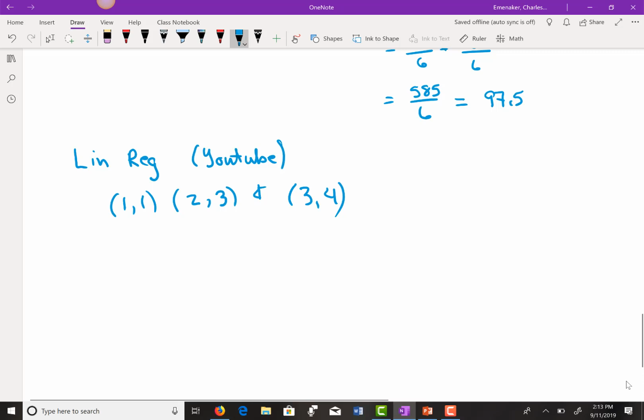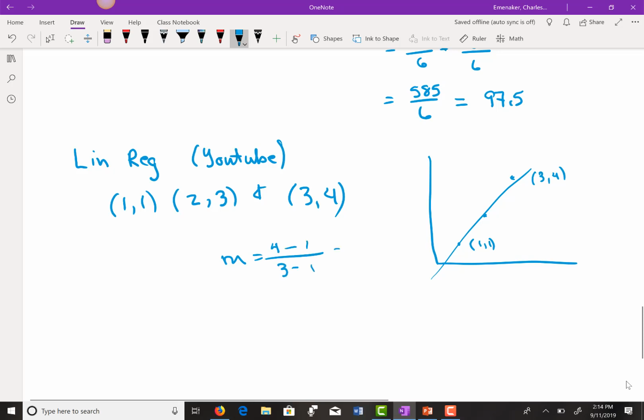If you had those 3 points, could you get the equation of a line? Yeah. What you could do is graph them. 1, 1, over 2 up 3, over 3 up 4 would be something like that. And I would be tempted to use the 2 points on the ends to get the slope. Okay, so the slope is going to be 4 over 3 minus 1 over 1. So that looks like it's going to be about 3 over 2. So we have y equals 3 over 2x plus b.